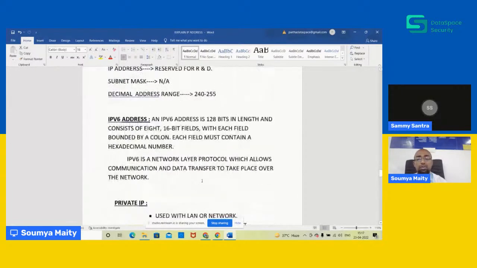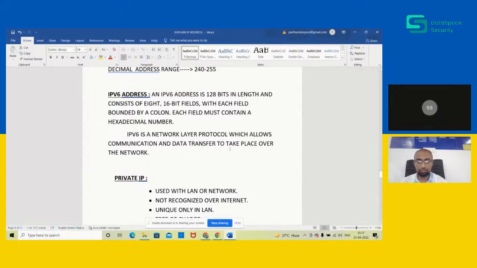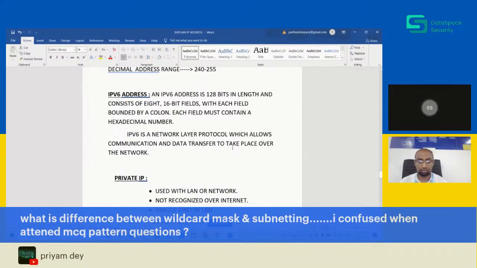Sorry to interrupt you. There are a few questions from the audience side. One question is: what is the difference between wildcard mask and subnetting? I get confused when attending MCQ pattern questions.